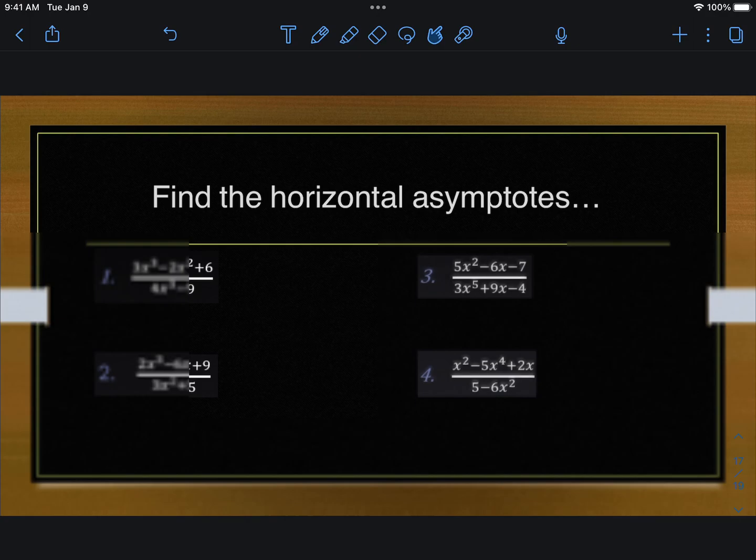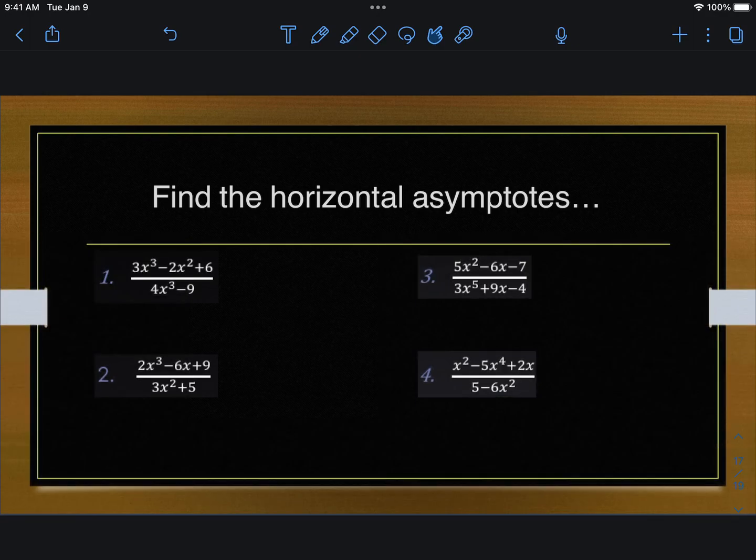Okay, so looking at some examples, something like this. We've got the same degree over the same degree. And so that is going to have a horizontal asymptote at y equals the leading coefficient 3 over the leading coefficient 4. So I'm just taking the number in front for each of these.